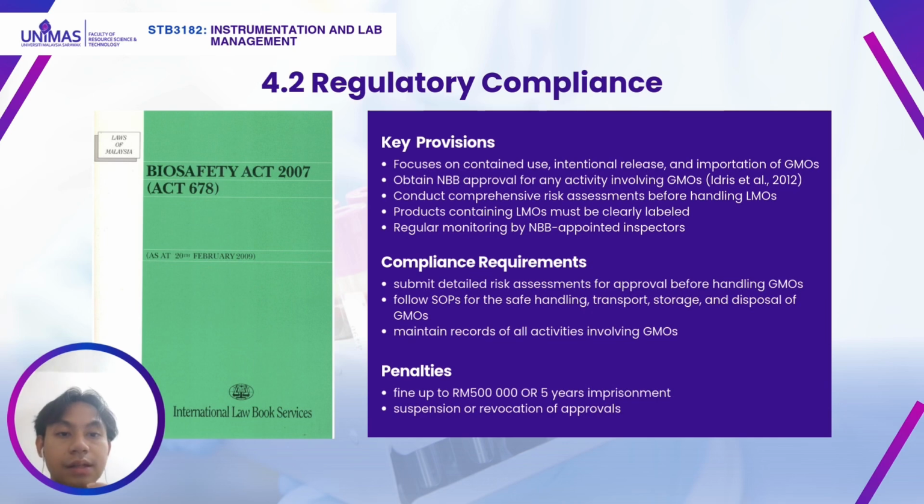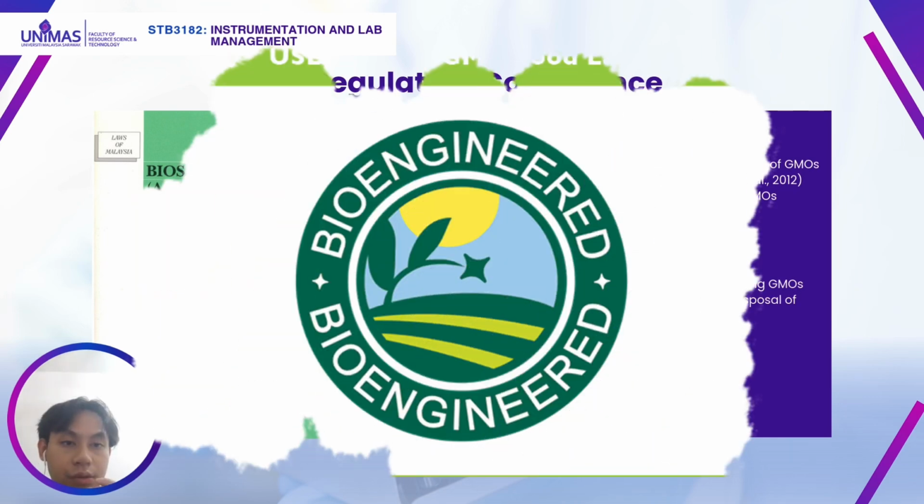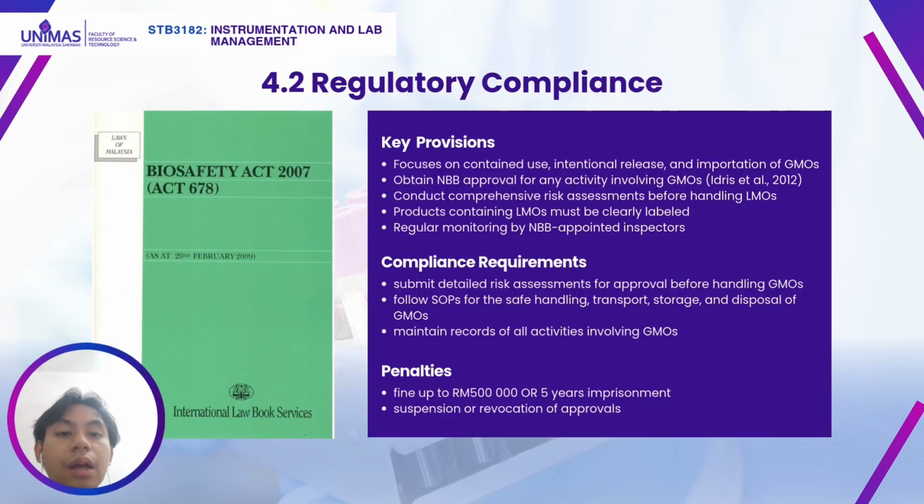Next, products containing GMOs must be clearly labeled to avoid any unintentional release, and regular monitoring by NBB-appointed inspectors must be done. The compliance requirement is to submit a detailed risk assessment for approval before handling GMOs. And then they also need to follow the SOP for the safe handling, transport, storage, and disposal of GMOs. The company also needs to maintain records of all activities that involve GMOs.